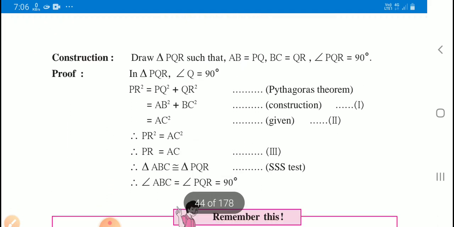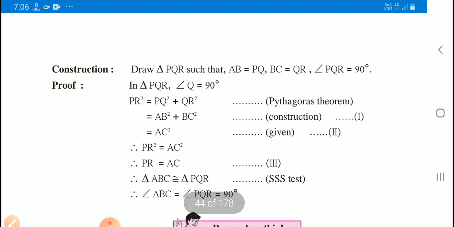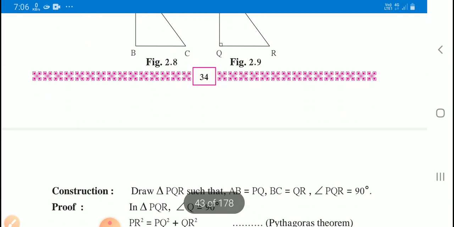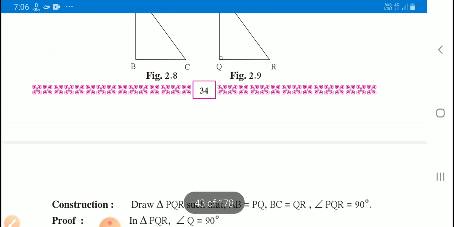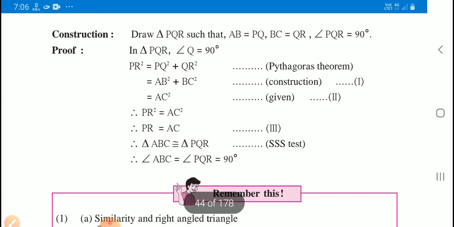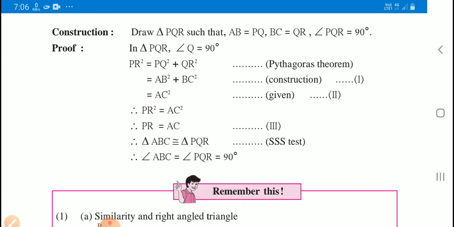Here again construction is there. Draw triangle PQR such that AB is equal to PQ, BC is equal to QR, and angle PQR is 90 degree. Then you can see in the right angle triangle PQR, angle Q is 90 degree. Then by Pythagoras theorem you can write PR square is equal to PQ square plus QR square. But by construction AC square is equal to AB square plus BC square, which is the same as PQ square plus QR square. So PR square is equal to AC square. Therefore PR is equal to AC.